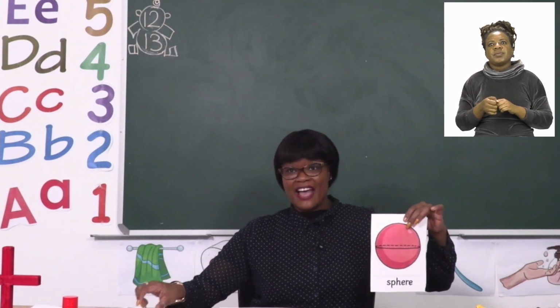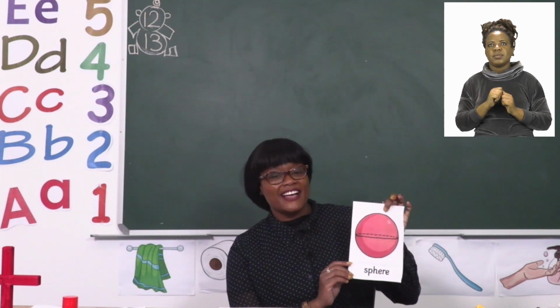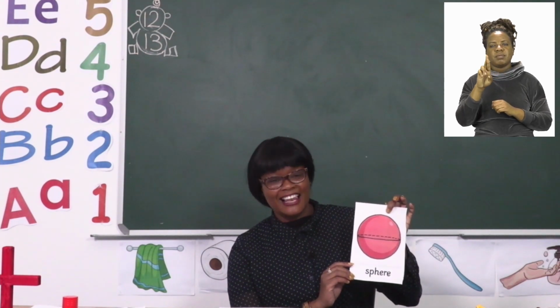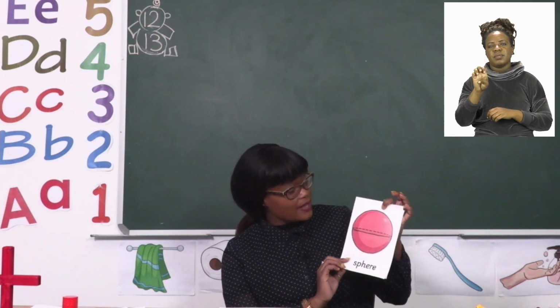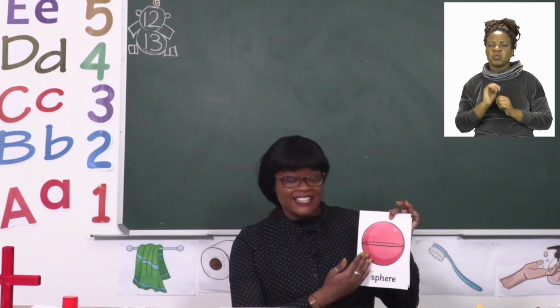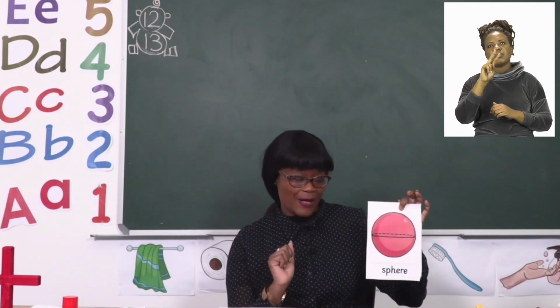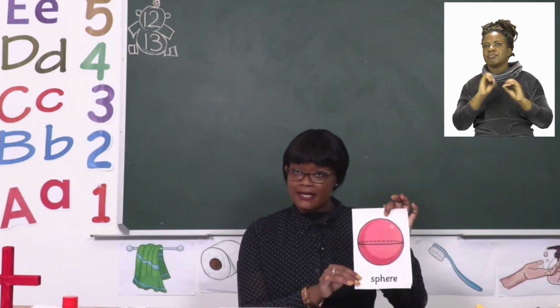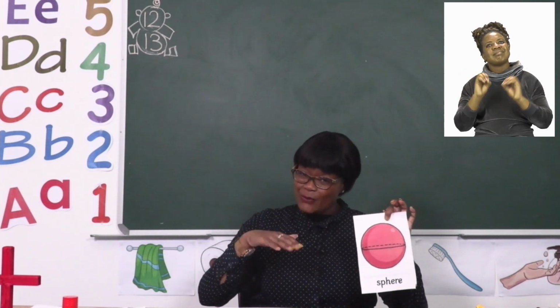The next one that we have is called a sphere. Sphere. Everyone, let's say sphere. Now a sphere looks round and it has no corners and no edges as well. So if you see this one, it can remind you of something that we use to throw or bounce.